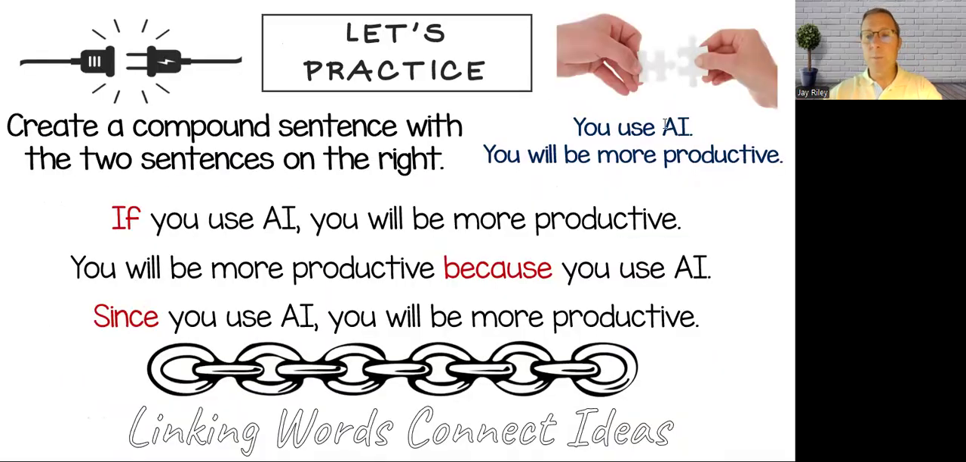So all of these words and phrases help to connect ideas and show a causal relationship to our audience. I've got two simple sentences here. The first one says you use AI. The second one says you will be more productive. I want to put these together into a compound or a complex sentence where I'm able to show cause and effect. I've got three examples for you here. If you use AI, you will be more productive. You will be more productive because you use AI. Or since you use AI, you will be more productive. So remember, you can phrase this any way you want, but the important thing is you want to use those linking words to connect ideas.